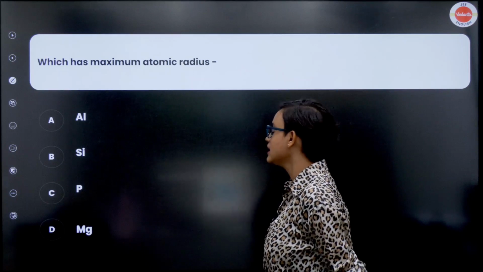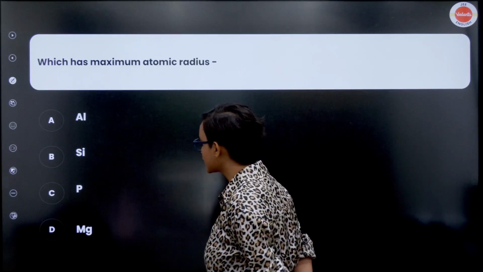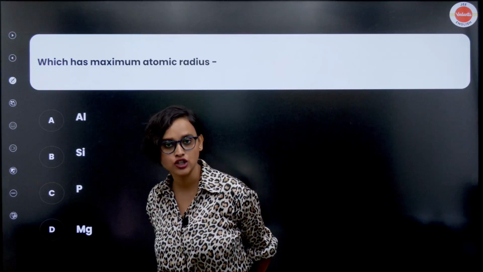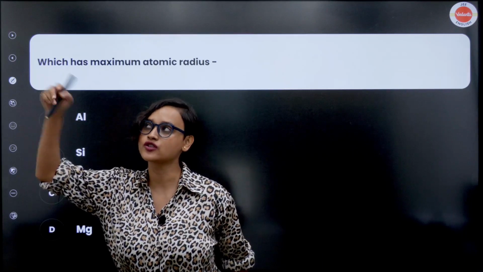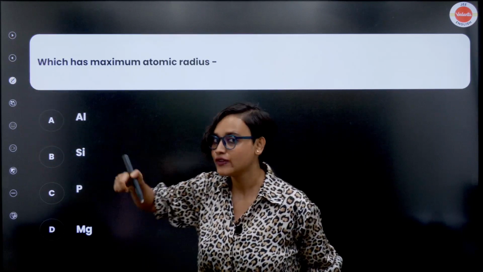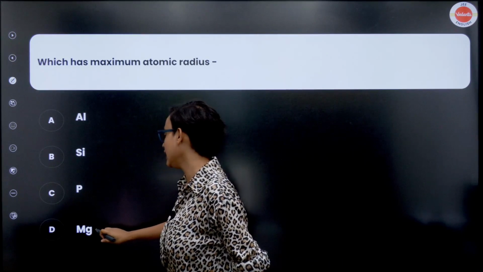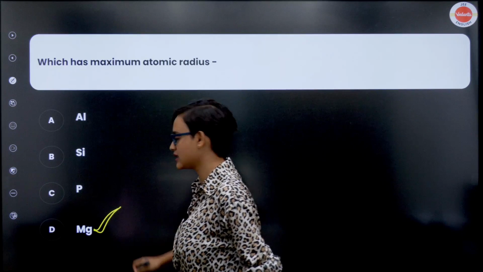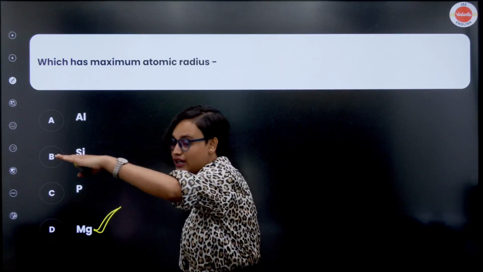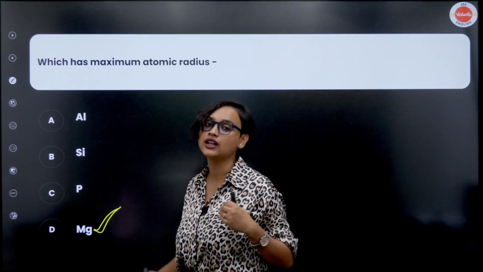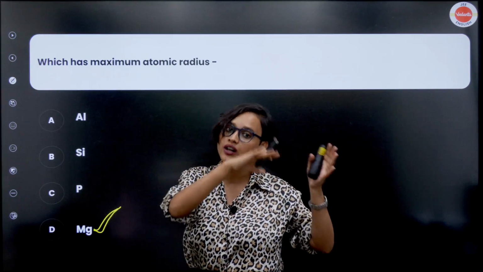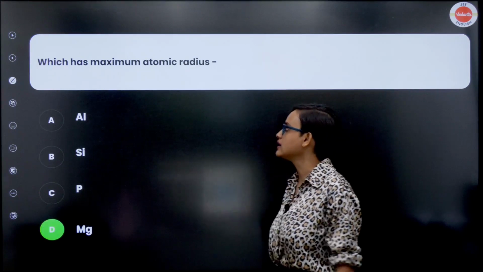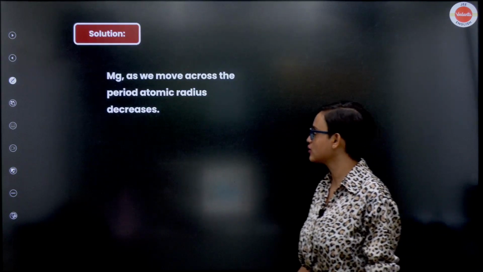Is it aluminium? Is it silicon? Is it phosphorus? Or is it magnesium? Guys, just remember that aluminium, silicon and phosphorus are all in the p block, whereas magnesium is a group 2 element, so obviously it has to be magnesium. Like I said, from left to right when you go in the period, the atomic radius decreases. So the left side elements have larger atomic radius.